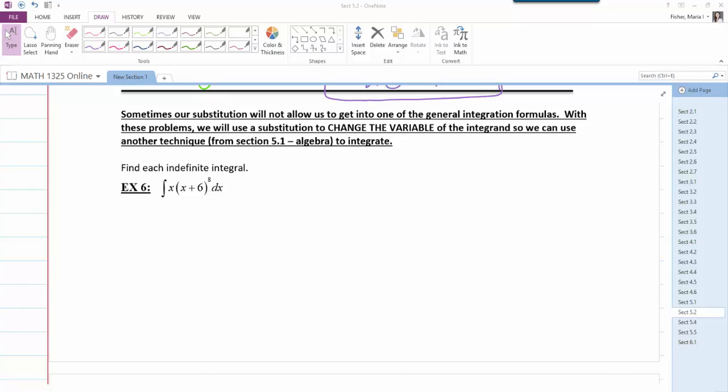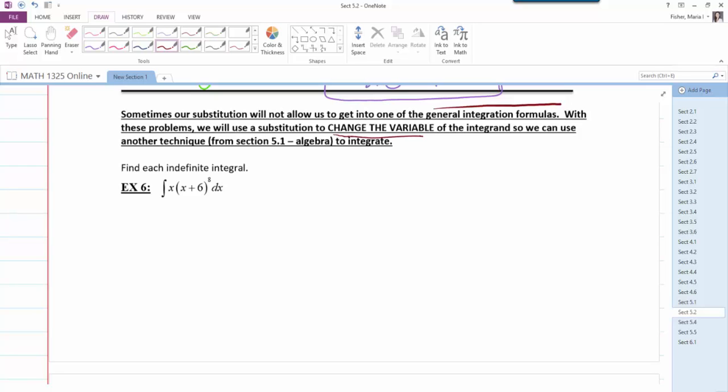Sometimes when we use substitution, we're not going to be able to get it exactly as we need. We're not going to be able to use one of those general integration formulas. So with those, what we do is we end up having to do something called change the variable. So instead of integrating in terms of x, we change everything in terms of a different variable to integrate. And then we'll be in a format where we can use our forms or our rules from section 5.1.